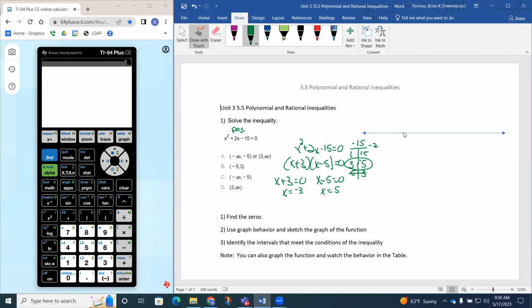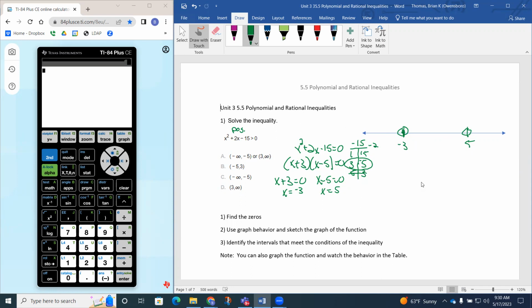So we could put those up here. We'll use little tick marks to start with negative 3 and a 5. Notice that we have to be greater than 0. So these actually are not included in our solution. So these are going to be open intervals as well. So we're not going to be including these zeros in the answer.